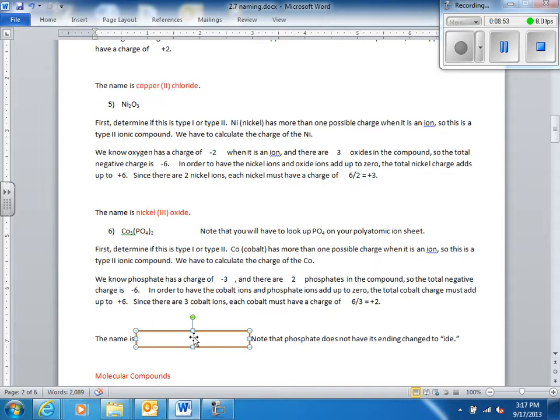So the name of this would be cobalt 2 phosphate. We don't change the ending of polyatomic ions to IDE. We keep them the same.